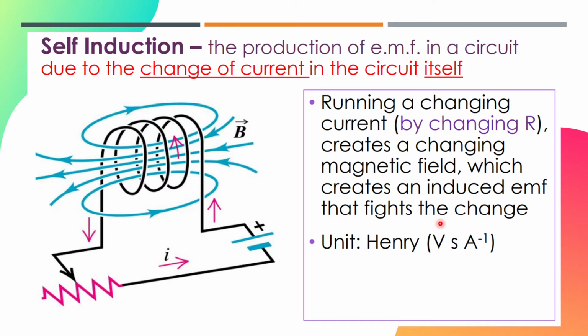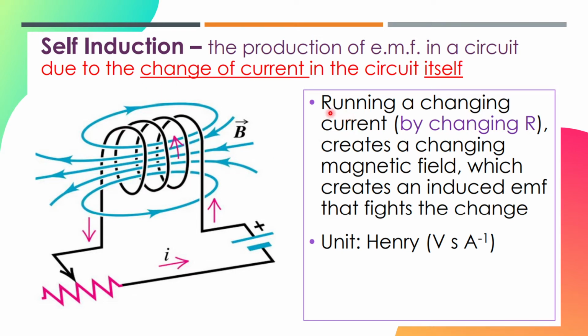Alright, so this is the short revision about self-induction. As you know, the definition of self-induction is the production of EMF in a circuit due to the change of current in the circuit itself. So here we have the circuit. When there is a change of current in this circuit, what happens to this solenoid? The solenoid will have self-induction.